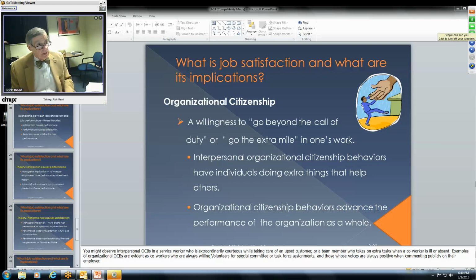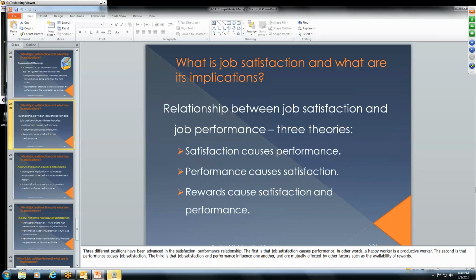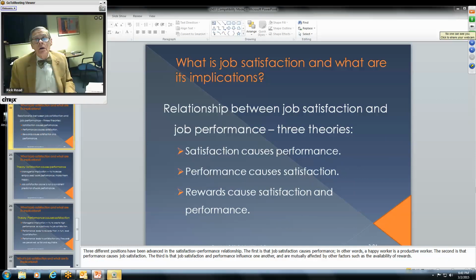The relationship between job satisfaction and job performance has three theories. Satisfaction causes performance, performance causes satisfaction, and then rewards cause satisfaction and performance. Now let's look at these theories.